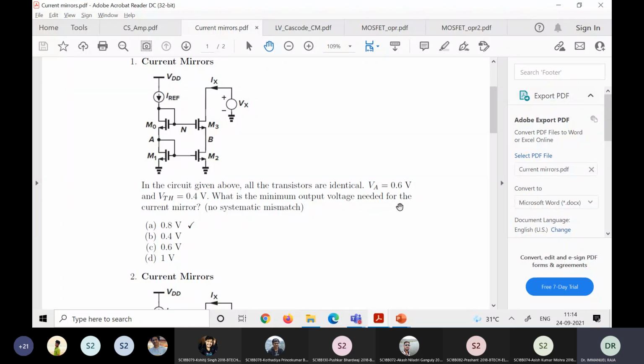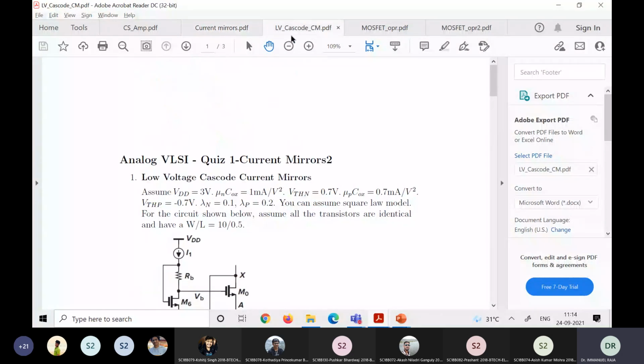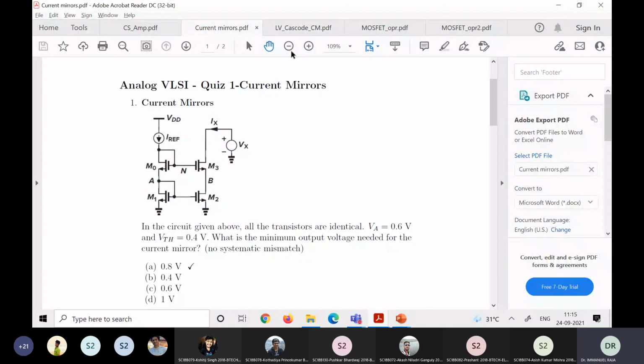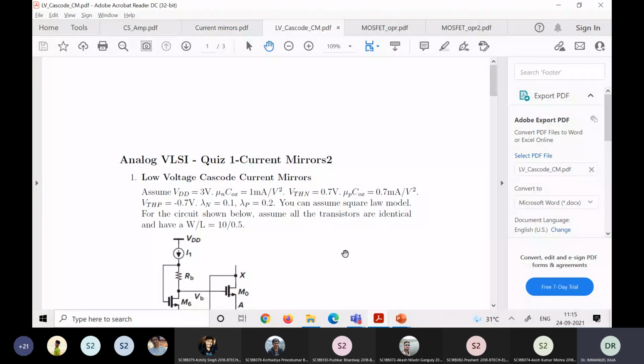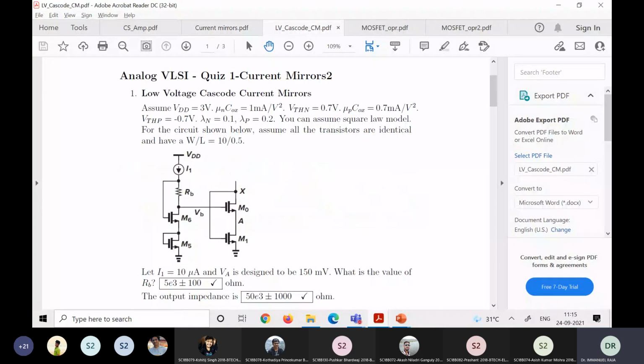What is the minimum output voltage needed for the current mirror, right? And I've also given the hint here, no systematic mismatch. So no systematic mismatch means VB should be equal to VA, right? VDS, no mismatch is there. So this has to be 0.6 and this has to be the overdrive voltage. What is the overdrive voltage here? 0.6 minus 0.4, 0.2. So the answer is 0.8. Okay. Similarly, of course, I gave other values also, but this is a very straightforward, easy one. And I noticed that many of you, unfortunately, had got this wrong. Okay. This low voltage current mirror, I had already given this as a practice problem.